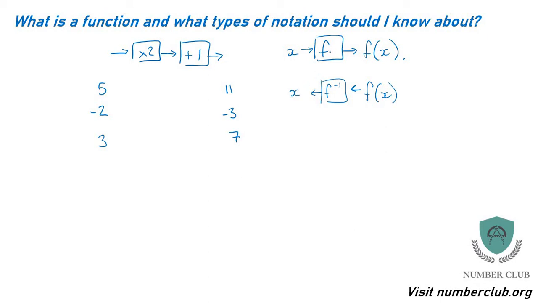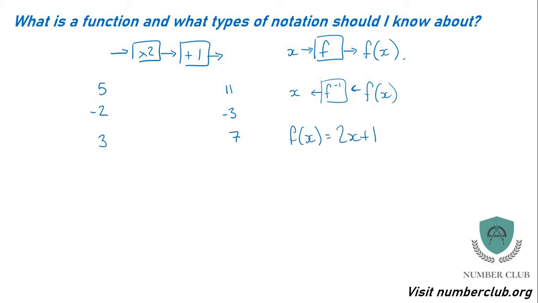Functions take you one way, from a question to an answer. Inverse functions take you from your answer back to your question. Those are very basic types of function machines. You can also have different notation for functions. So f of x might be equal to 2x plus 1.